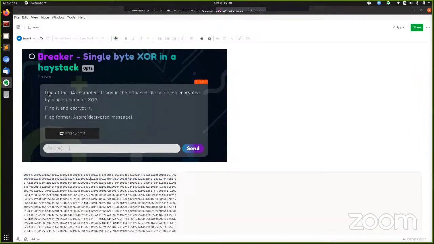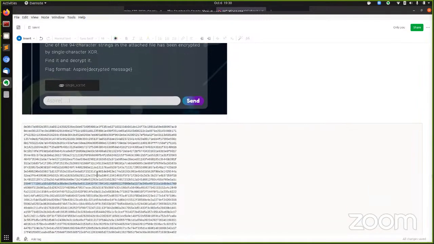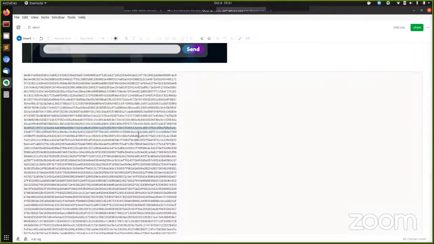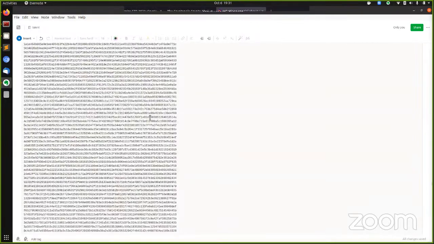That's why it's called single byte XOR in a haystack. One of these several strings is the correct encryption, and we don't know which one. So first of all, we need to figure out which one it is, then also figure out what the correct decryption is. The good thing is, if you've solved the previous challenge, this is just about whether you can write an algorithm to do this.